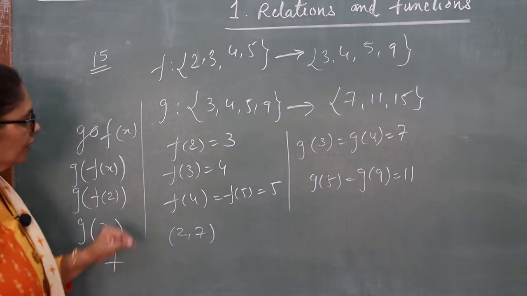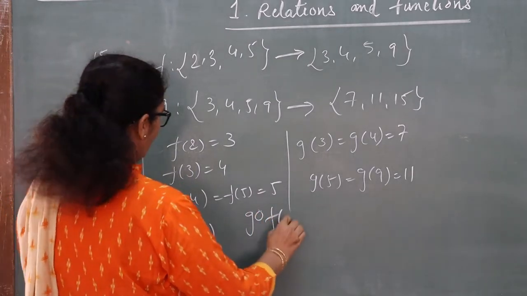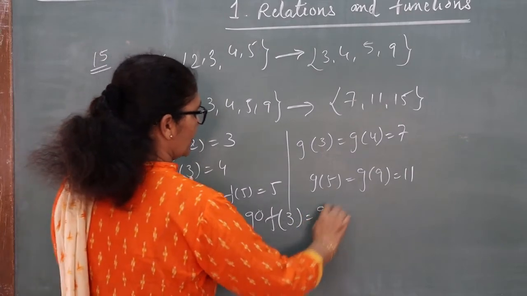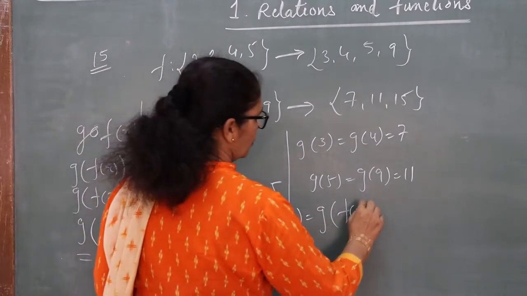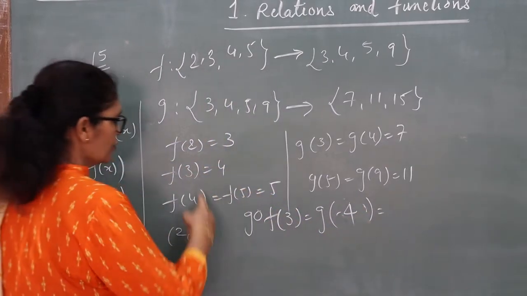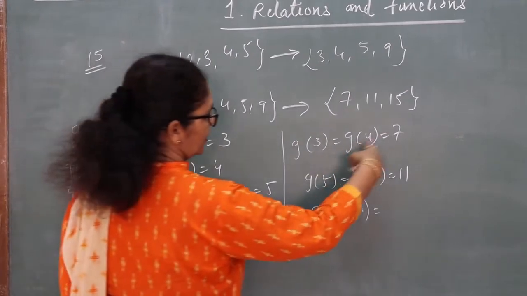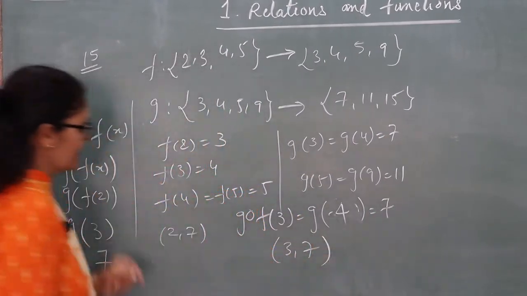Now let's come to another element, 3. So how can you write g over f of 3? That means g of, what is your f of 3? 4. So we will write 4 in place of it. Now what is your g of 4? So check here, g of 4 is 7. So another ordered pair is 3, 7.